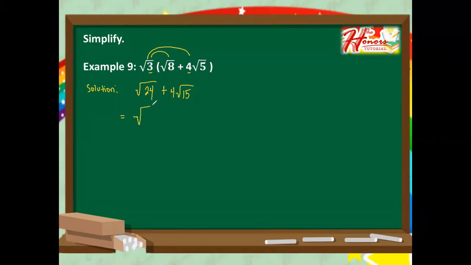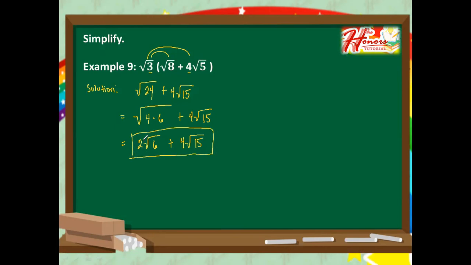Kindly factor this and think of a number or numbers that when multiplied is equal to 24. But please take note that the first number should be a perfect square number. So we can use 4 because 4 is a perfect square number times 6 plus 4 square root of 15. Square root of 4 is 2 and 6 will remain inside the parentheses plus 4 square root of 15. So this is the final answer. We cannot combine it because they are unlike radicals.